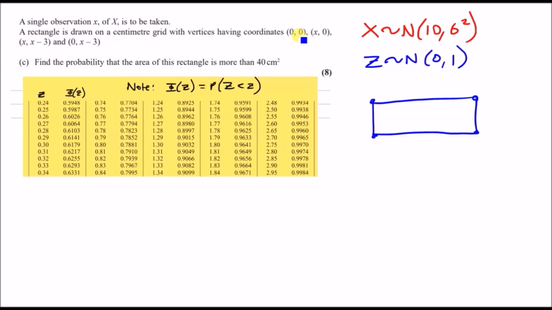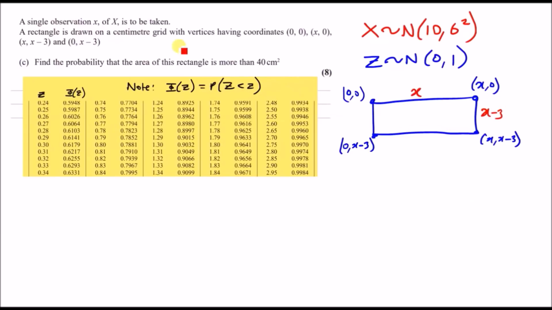Okay, we know it's got coordinates (0, 0), so I'm going to put it here. Then it moves across the x to some point, x, then it goes down to both of them, down to x minus 3 each, yeah? So this is (0, x minus 3), and from x it goes down to x minus 3. So this means that this rectangle has a length of x, remember x take away 0 is x, and has a height of x minus 3.